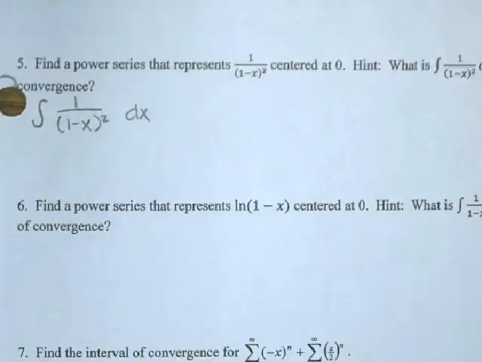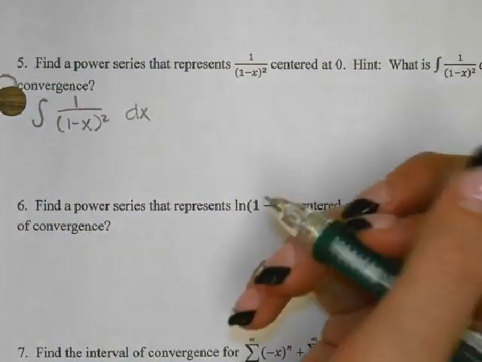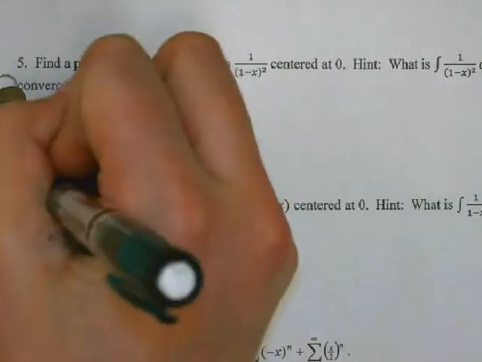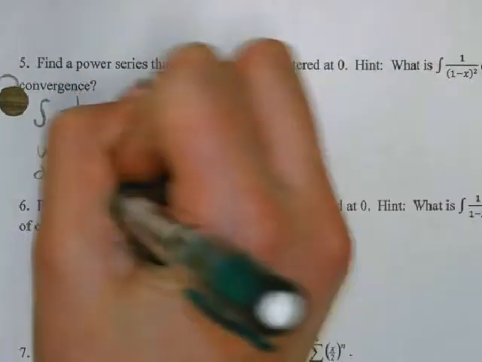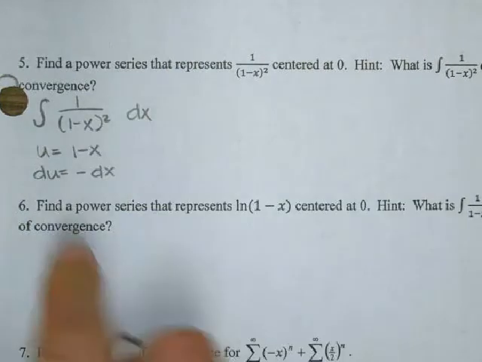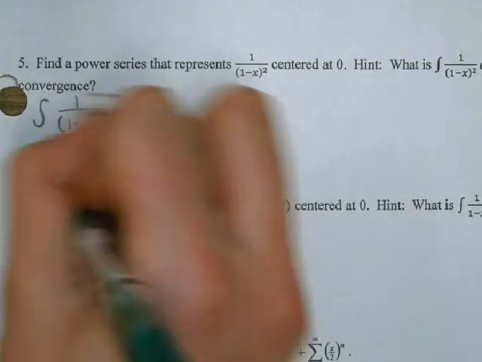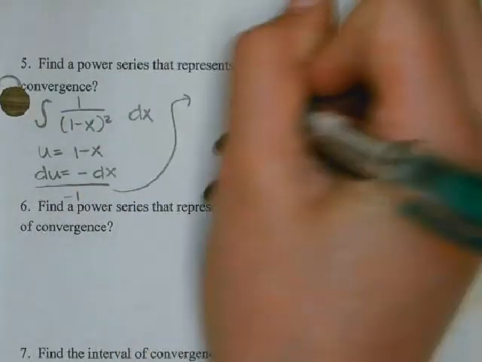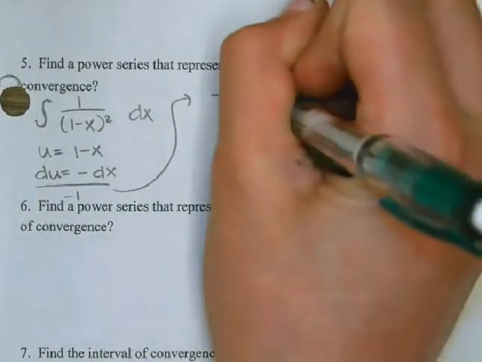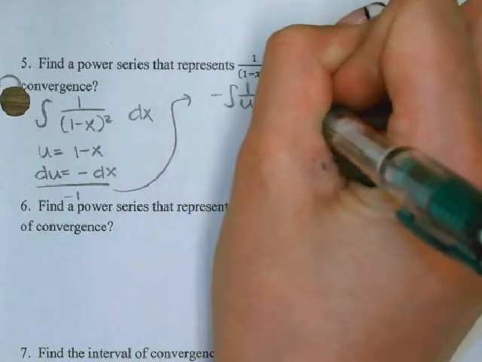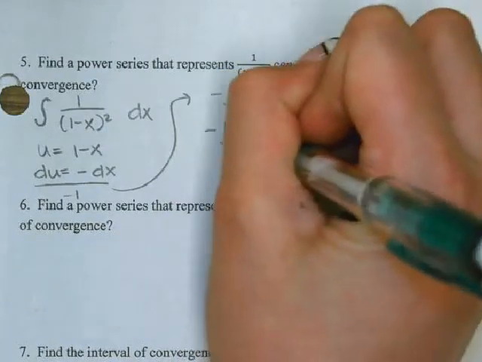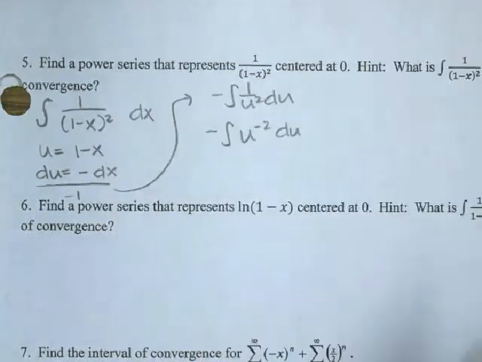To do this integration, we do have to use u substitution. So I'm going to say u is all the stuff inside the parentheses. And that makes du negative dx. And we don't have a negative hanging out on top, so I'm going to have to move that to the front. So I'm going to have the negative integral of 1 over u squared du, which is the same as the integral of u to the -2 du.